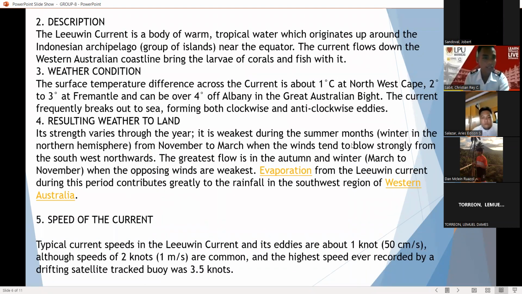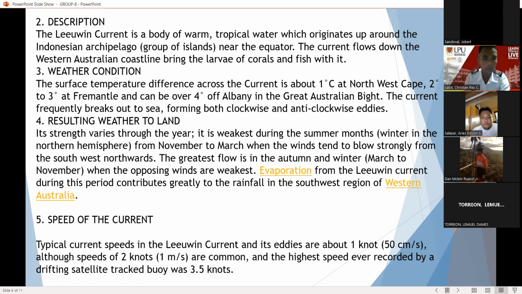Next, the description of Lewin Current is a body of warm tropical water which originates up around the Indonesian archipelago, group of islands near the equator. The current flows down the western Australian coastline, bringing the larvae of coral and fish with it.